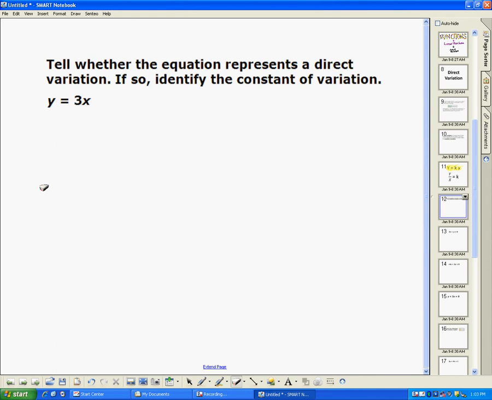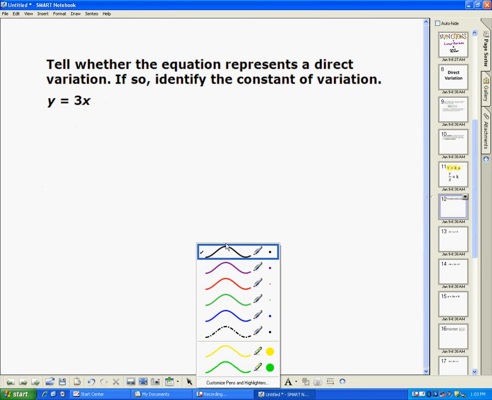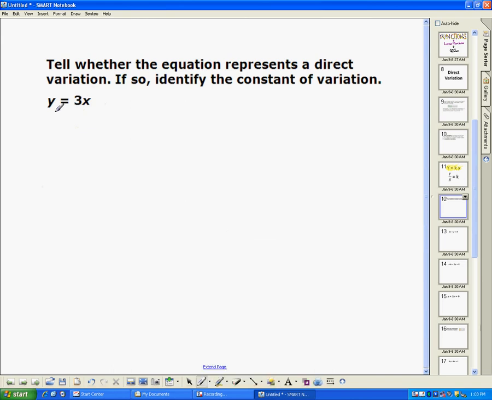Alright, so you should be able to look at an equation and tell whether or not it's a direct variation by the way that the equation looks. And sometimes it's going to take a little bit of manipulating and rewriting of the equation to get it to look like y equals kx. In this particular example, we have y is equal to 3x, and this is an example of direct variation, and k is equal to 3. That's our constant. X is always being multiplied by 3 to give us our y.